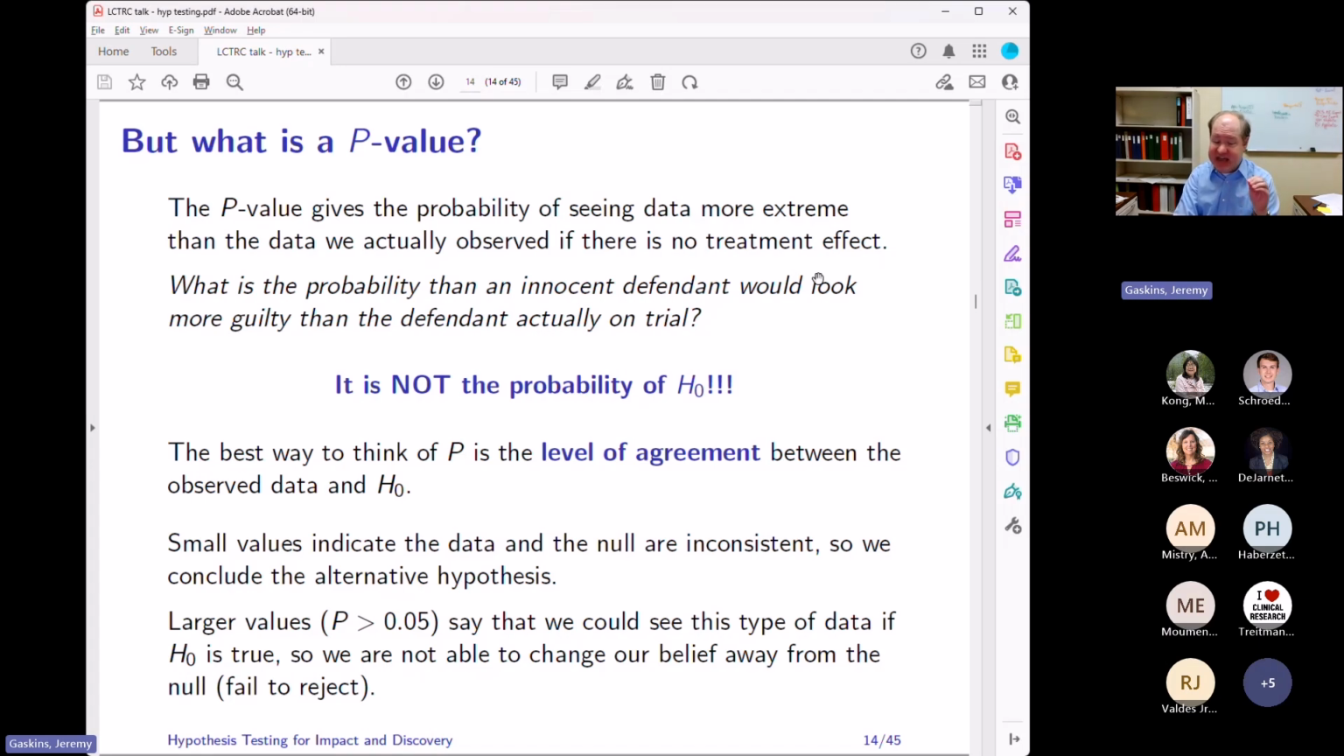And so, again, if I have very little agreement with the null hypothesis, then I want to reject the null hypothesis and conclude the alternative. Larger values of my p-value, say p bigger than 0.05 or p bigger than alpha, tell me that I could see this type of data if my null hypothesis is true. So I should not change my belief away from the null, right? And again, that means we're going to fail to reject the null. The null remains a plausible explanation of the data we observed.